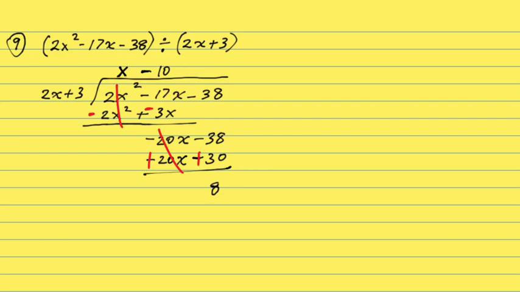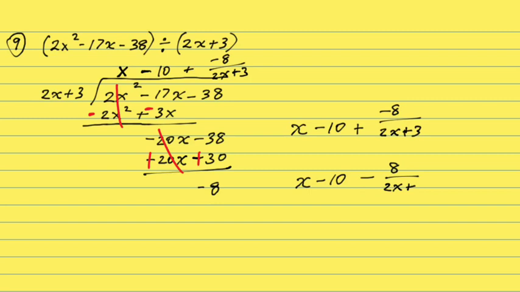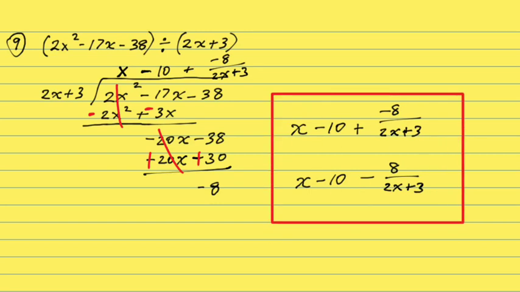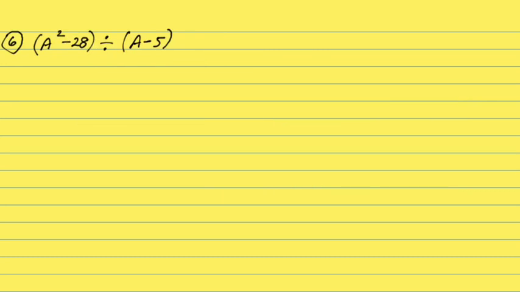I think that makes a remainder of negative 8. So you put plus a negative 8 over 2x plus 3. So hopefully your answer is this, or this. I kind of like this bottom answer better because you're incorporating the negative into the sign, but they're both correct.